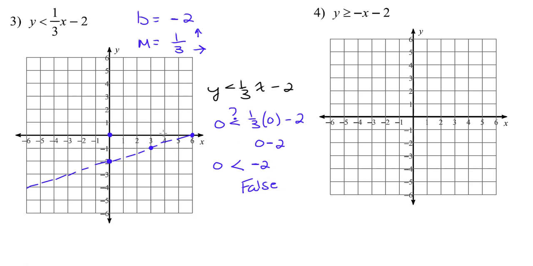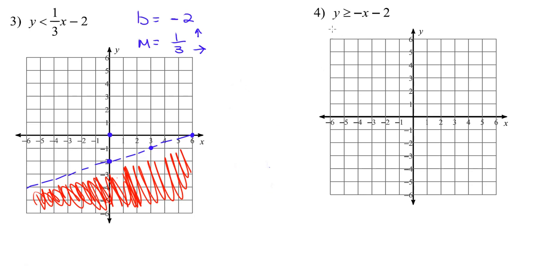So what does that tell me? Well, origin 0, 0 is above the line. It's in this zone, and it gave us a false statement. That means this side is not the solution. The other side is. So we're going to shade down here. And I hope you think my shading is beautiful. But you get the idea.